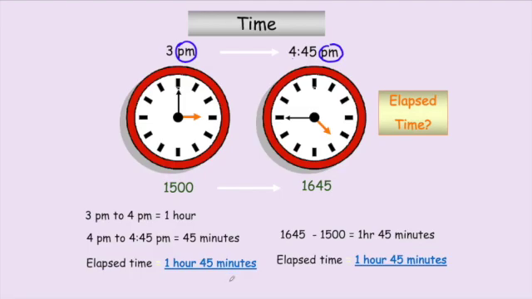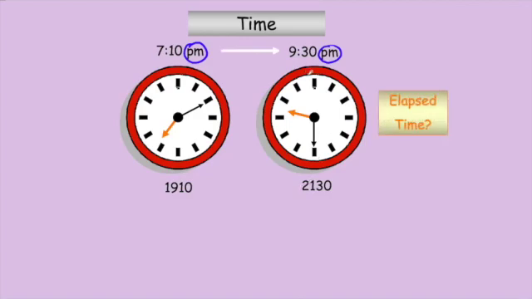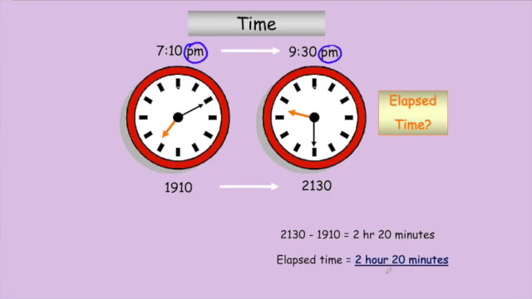Coming to the end, we'll see one more example. Again, we have PM. We have to calculate the elapsed time. Step number 1, we convert it into 24-hour clock. With PM, we add 12. 7 plus 12 is 19 with 10. 9 plus 12 is 21 with 30. Step 2, we subtract 21:30 minus 19:10. 21 minus 19 is 2 hours and 30 minus 10 is 20 minutes. So elapsed time is 2 hours and 20 minutes.